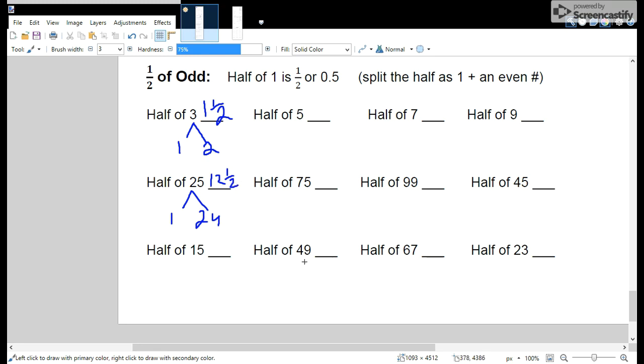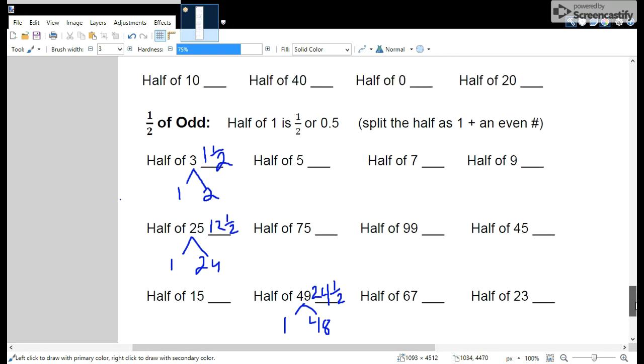Let's do one more. Half of 49. Do half of 1 and half of 48. Half of 48 is 24 and half of 1 is 1/2. So half of 49 is 24 and 1/2. Okay, now do the rest of this packet on your own or in your groups and turn it in today.